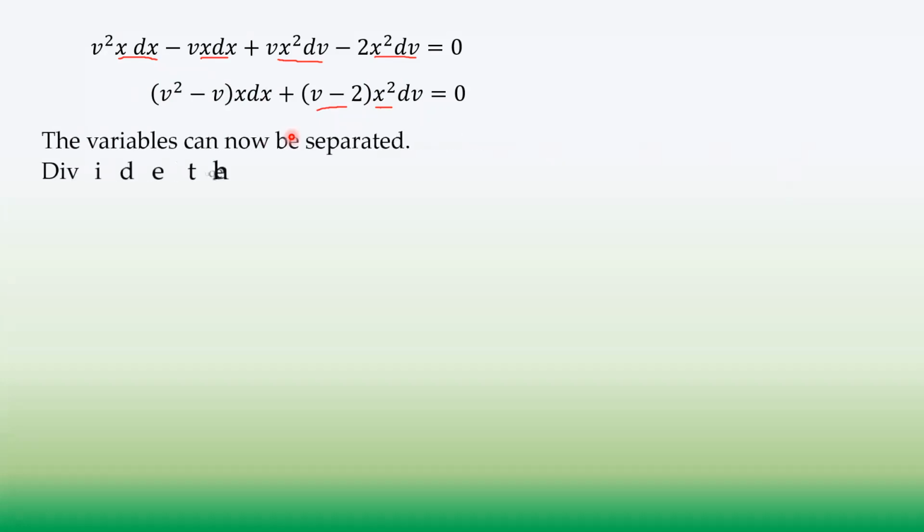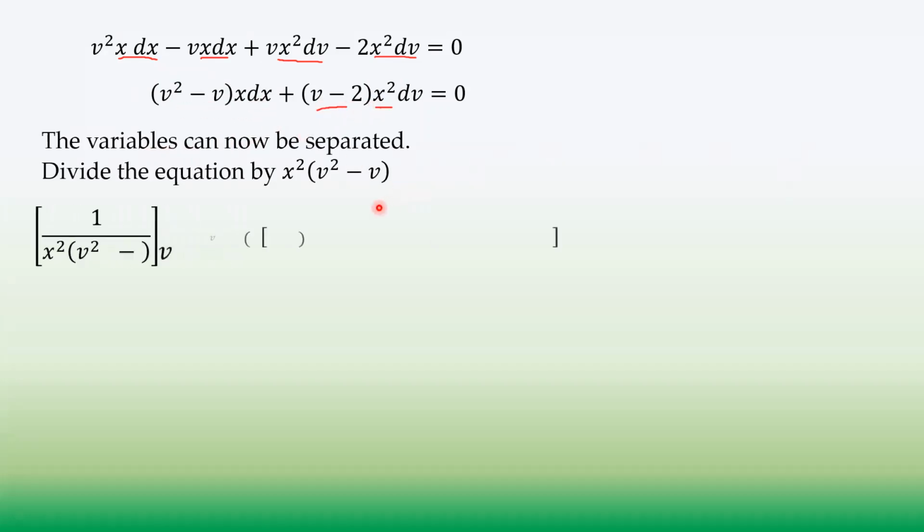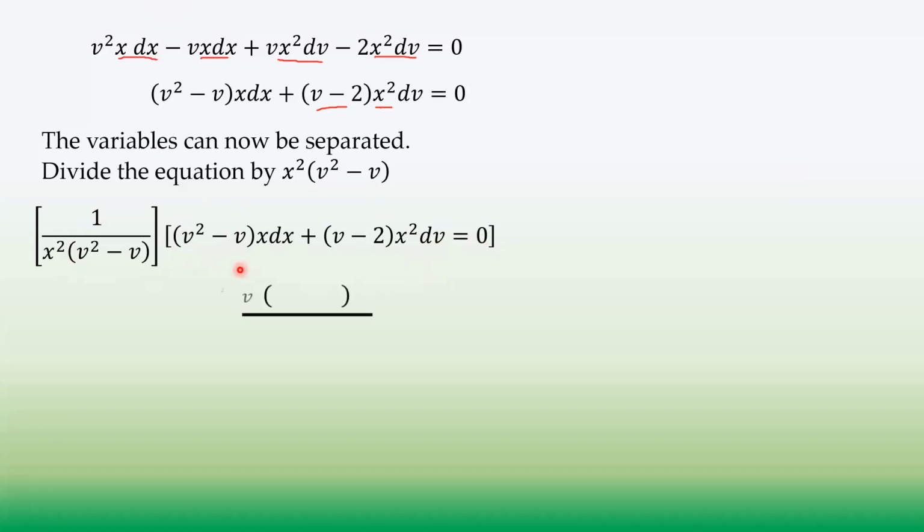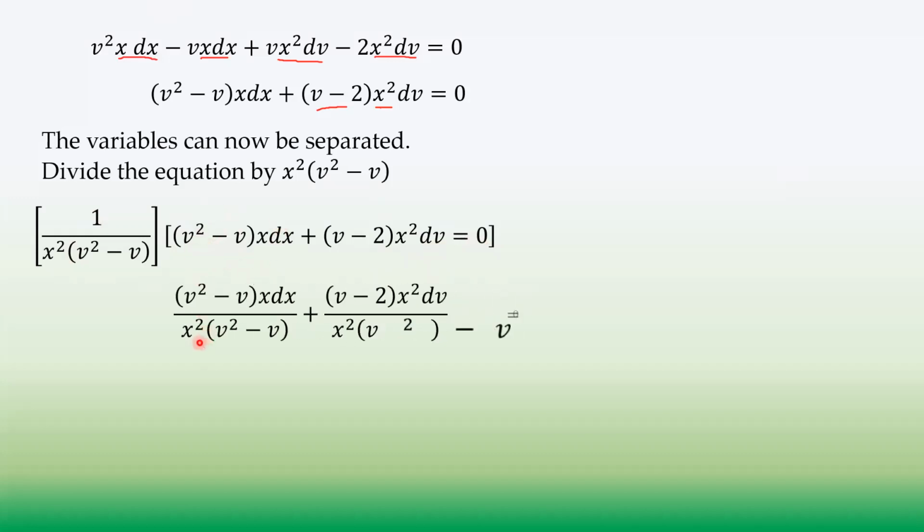So again, the variables cannot be separated. So we're going to divide the equation by x squared and v squared minus v. Okay, divide natin. So we have 1 over product of x squared and v squared minus v multiplied by the equation v squared minus v x dx plus v minus 2 x squared dv equals 0. So divide natin ngayon per term. Unang term muna tayo. So over the product of x squared and v squared minus v plus second term v minus 2 x squared dv over x squared v squared minus v equals 0 na yan.